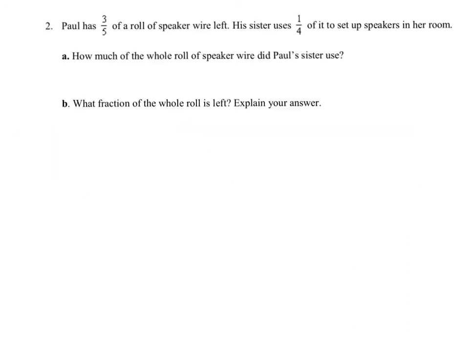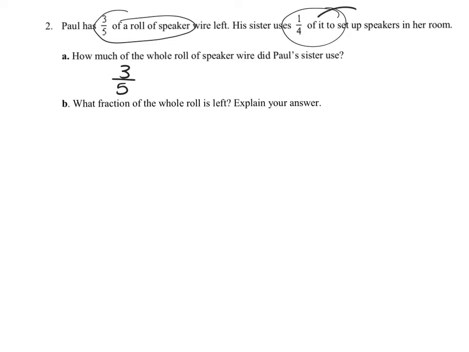Okay, question number 2. Paul has 3/5 of a roll of speaker wire. His sister uses 1/4 of it to set up the speakers in her room. How much of the whole roll of speaker wire did Paul's sister use? Well, first we have to think she used 1/4 of the 3/5. So he had 3/5 of the whole amount, and she used 1/4 of that.